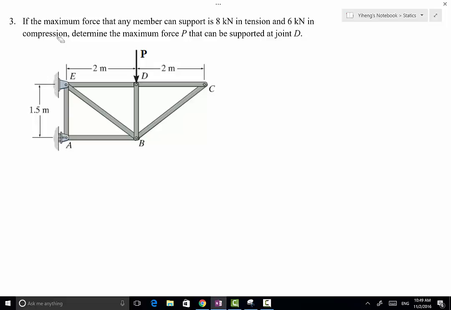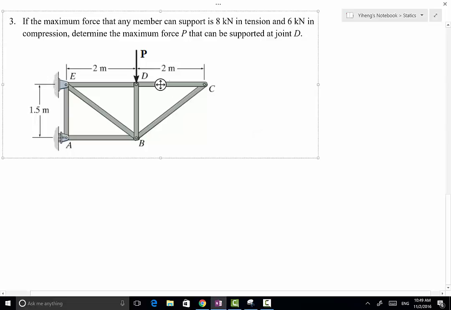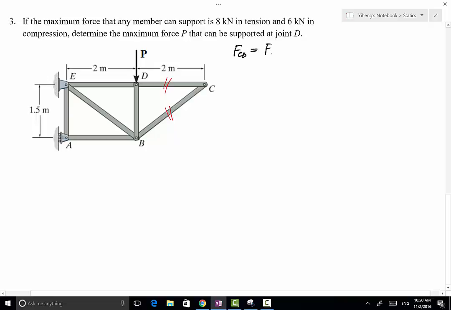the results. So the first thing we want to do is, again, identify zero force members. In this case, we have member CD and member BC, two members joined together at point C, and they are at an angle, they are not collinear, and very important, there's no other forces or couple moment acting at point C. Therefore, both member CD and BC are zero force members. And that would not be changed by the magnitude of P.